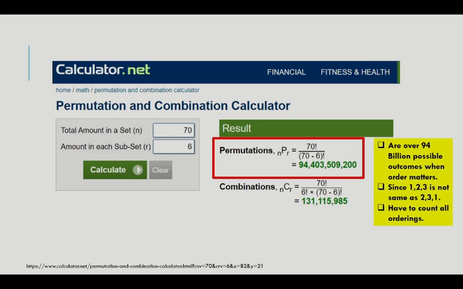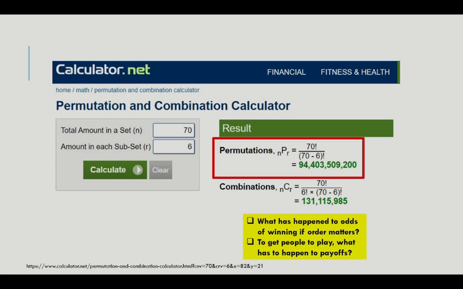So one thing I want to remind you, as it says in the yellow note, there are over 94 billion possible outcomes when order matters, because remember, it's kind of like we're double counting, right? 1, 2, 3 is not the same as 2, 3, 1. So we have to count all the 1, 2, 3s, the 2, 3, 1s, the 3, 1, 2s, the 1, 3, 2. Whereas in combinations, we didn't count those separately.